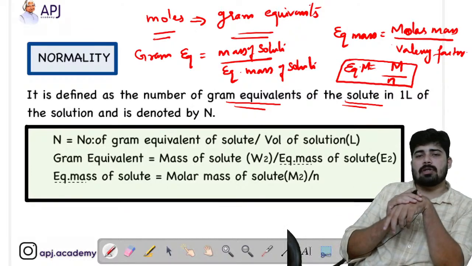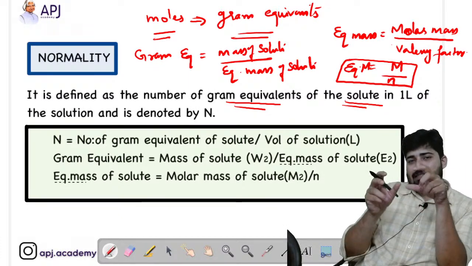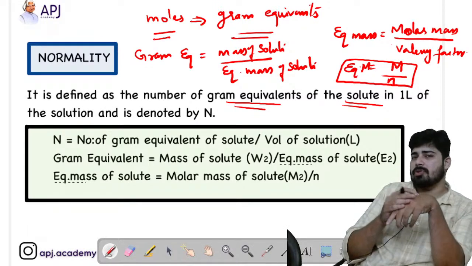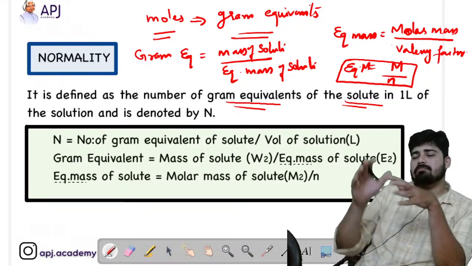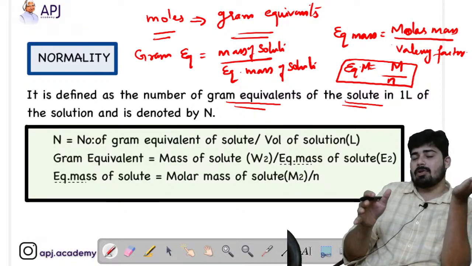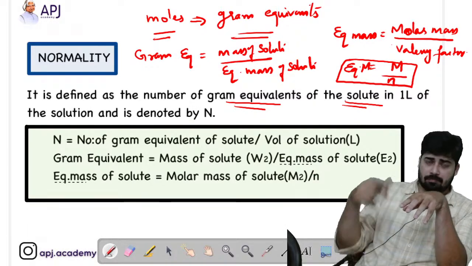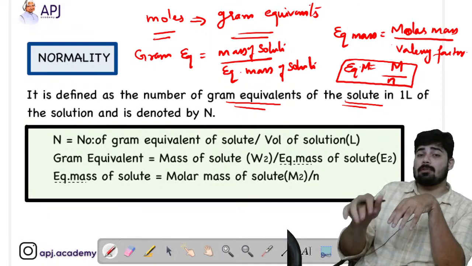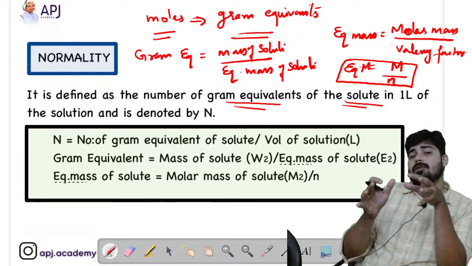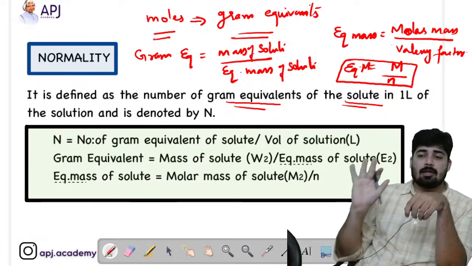So the equation is so simple now. Gram equivalent is equal to mass of solute divided by equivalent mass. It is similar to number of moles, but it is not the number of moles of solute. There is a small difference, but whatever. Our aim is to find the gram equivalent. You should not use molar mass; you have to use equivalent mass of solute. Equivalent mass means molar mass divided by valency factor.